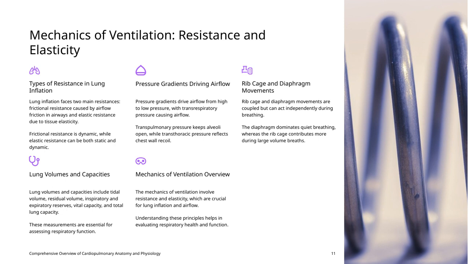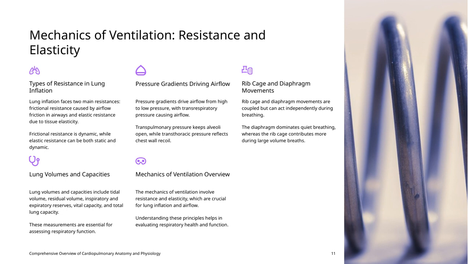Let's also consider the pressure gradients that drive airflow. Air moves from areas of high pressure to low pressure, and this movement is facilitated by transrespiratory pressure differences. Transpulmonary pressure keeps the alveoli open, ensuring effective gas exchange, while transthoracic pressure reflects the recoil of the chest wall, aiding in expiration.